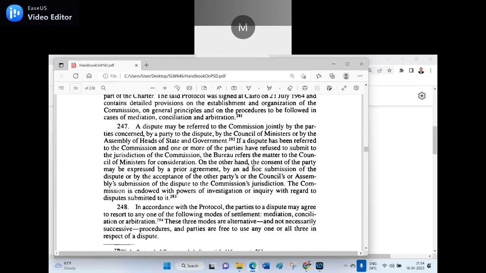So if a dispute has been referred to the commission, and one or more parties have refused to submit to the jurisdiction of the commission, the bureau may refer the matter to the council of ministers for consideration.